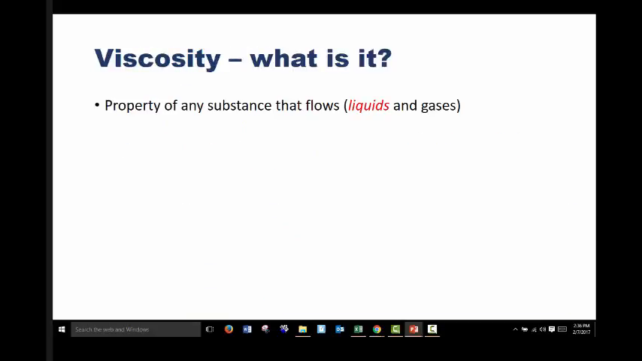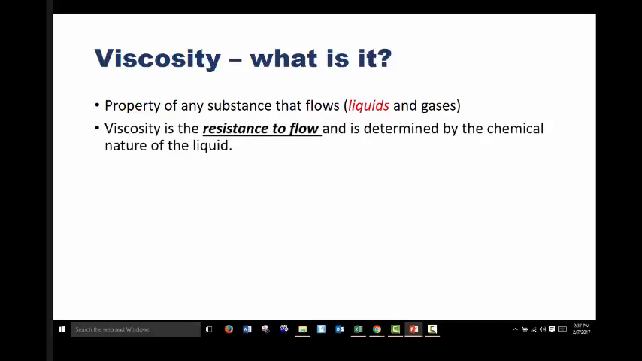We've talked about viscosity in this unit, but let's start off with a quick review of what viscosity is. Viscosity is a property of any substance that flows. This includes liquids and gases. It's important to note that gases behave differently, so in this lab we are only looking at liquids.